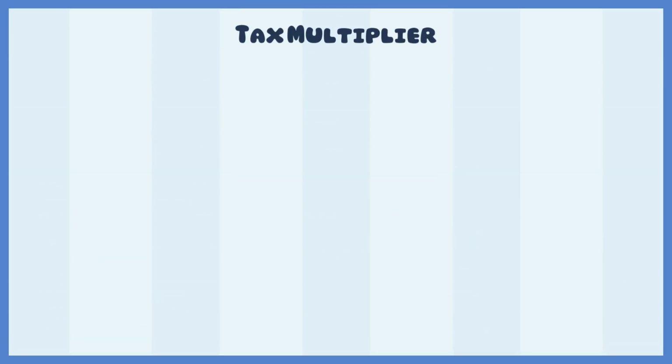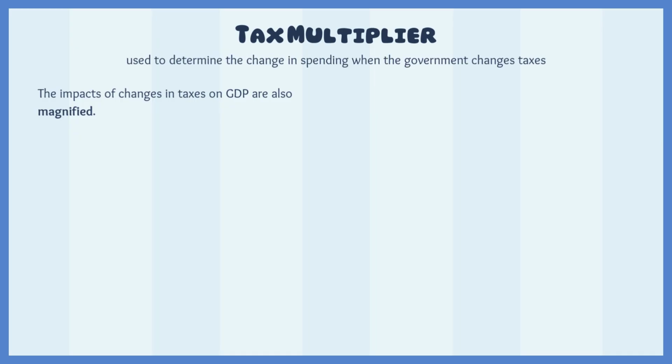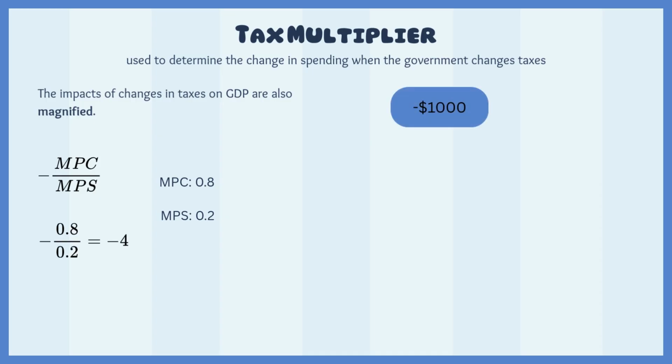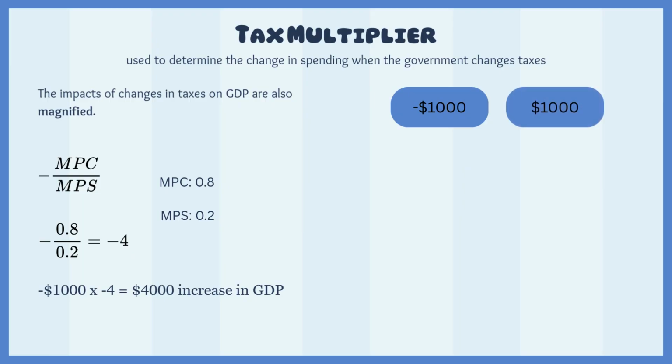Just as changes in spending multiply through the economy to have a larger impact on GDP, the impacts of changes in taxes on GDP are also magnified. The tax multiplier is used to determine the maximum change in spending when the government changes taxes. The formula for this is the negative of the marginal propensity to consume divided by the marginal propensity to save. Using the marginal propensity to consume and marginal propensity to save from the last example, we get a tax multiplier of -4. So a $1,000 decrease in taxes would increase GDP by a maximum of $4,000, and a $1,000 increase in taxes would decrease GDP by a maximum of $4,000.